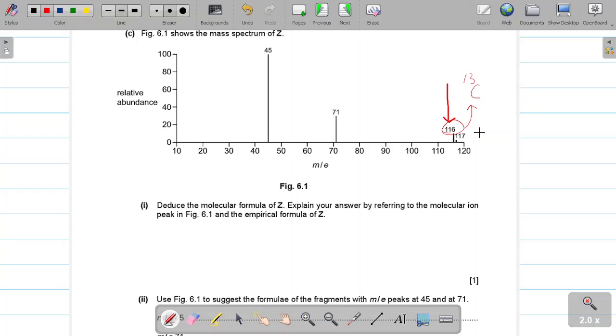So the relative molecular mass of the compound is 116. Now we know that the empirical formula is CHO. If we add up these units, 12 plus 1 plus 16, we would get 29. And if we take 116 divided by 29, we get 4. Therefore, we know that the molecular formula of Z is C4H4O4.